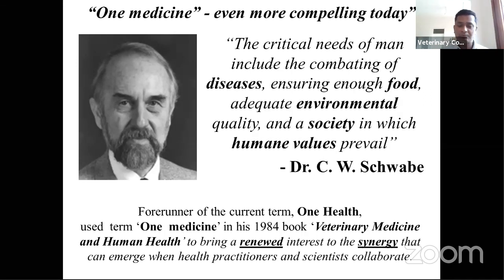So this book is, let me repeat, Veterinary Medicine and Human Health, a 1984 book. It will be available in old libraries. New libraries may not have it because it is out of print. But in older libraries, any veterinary college library, this book will be available.